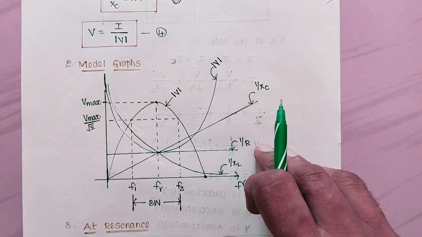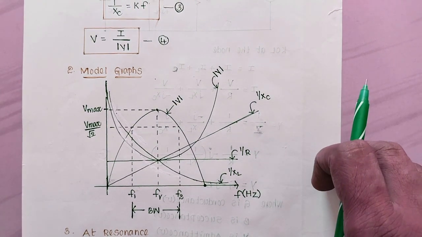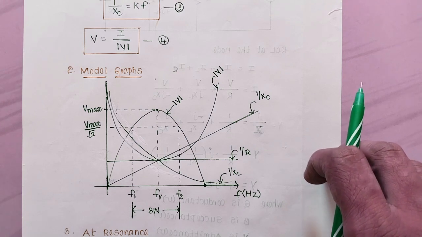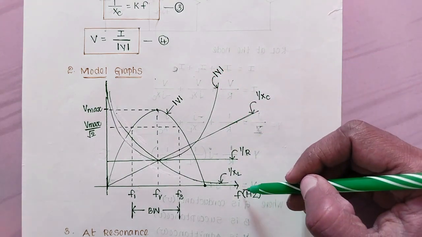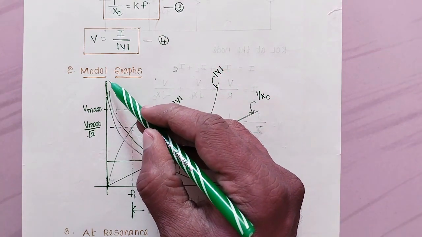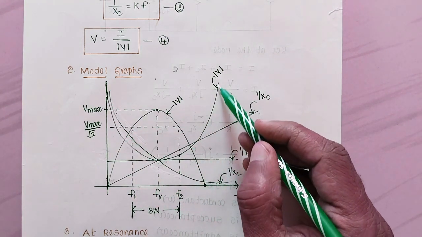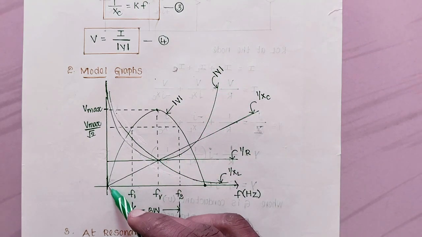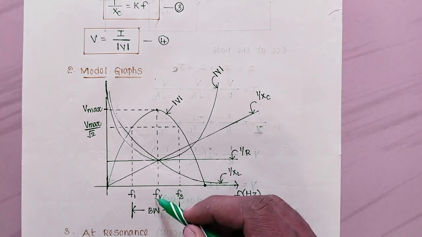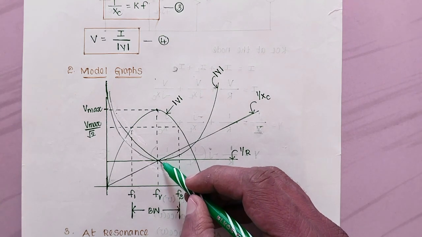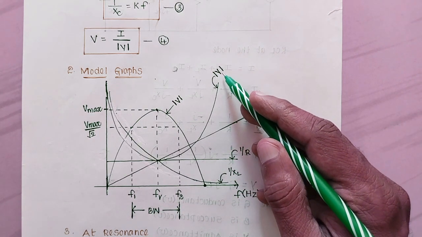Next is modulus of Y. Modulus of Y is root of 1 by R square plus (1 by XL minus 1 by XC) whole square. If you draw a curve between mod Y and frequency, this is the curve. It starts at infinity, comes to 1 by R and again goes to infinity. At frequency equal to 0, mod Y is infinity. At frequency equal to FR, which is the resonance frequency, mod Y equals 1 by R. At frequency equal to infinity, again mod Y equals infinity.